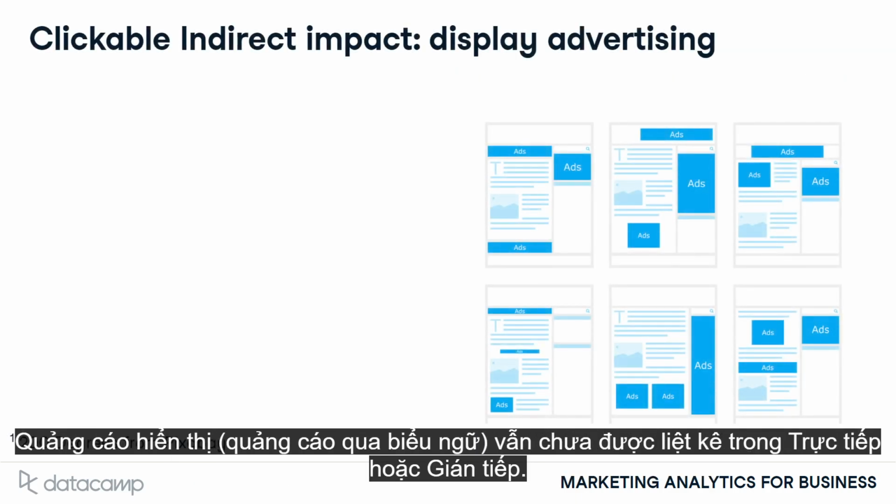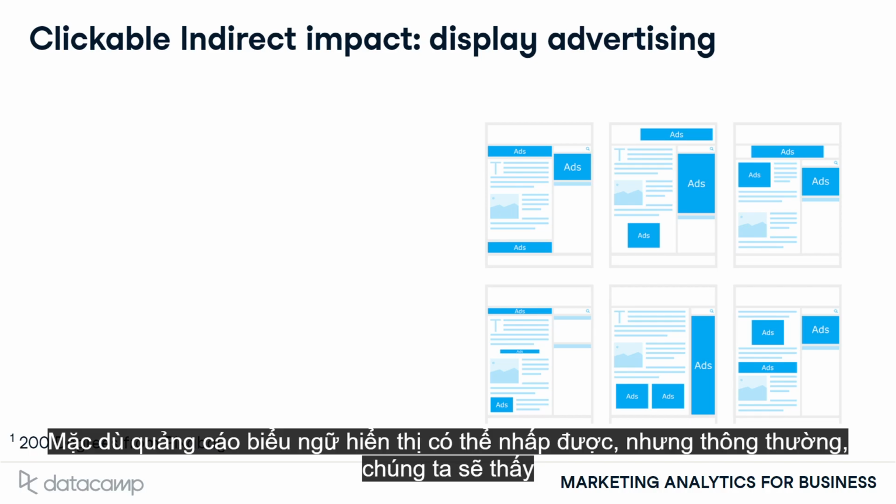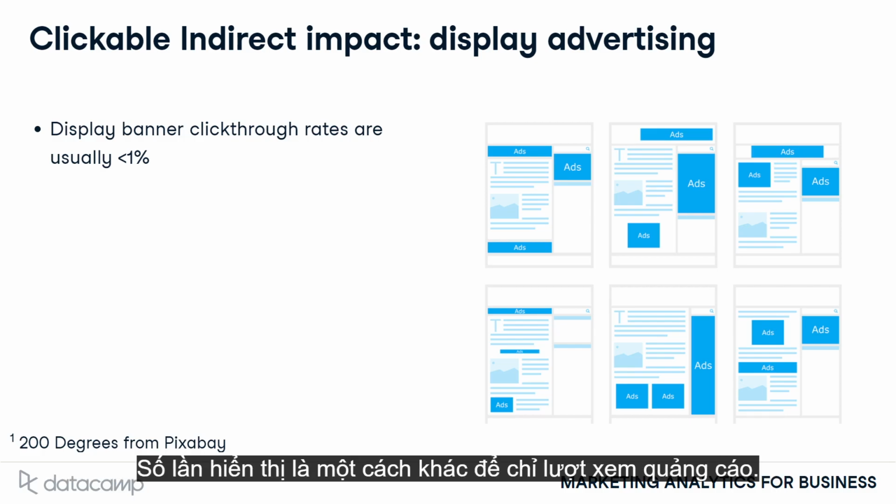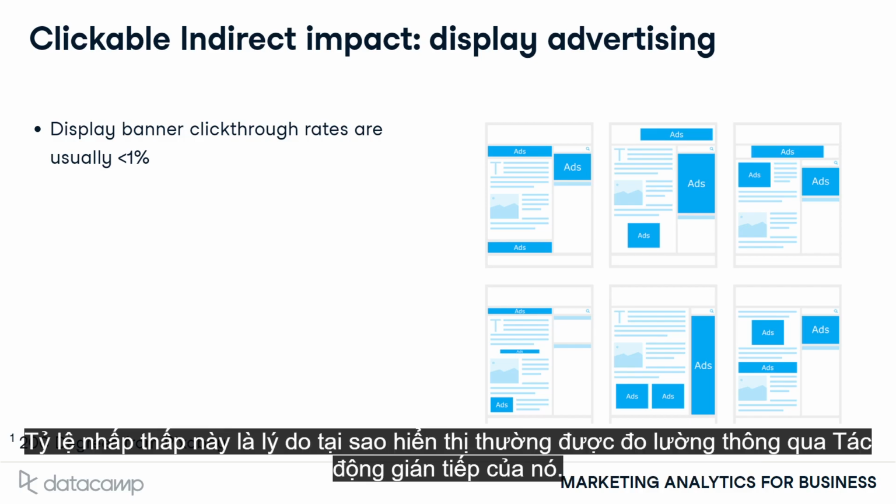Display advertising, advertising via banners, has not been listed in direct or indirect yet. While display banner ads are clickable, usually we will see a click-through rate under 1% out of everyone who received display impressions. Impressions are another way of referring to ad views. This low click-through rate is why display is usually measured via its indirect impact.